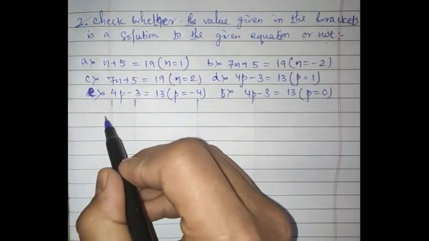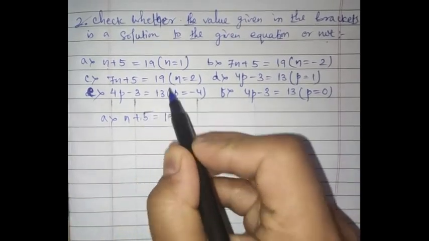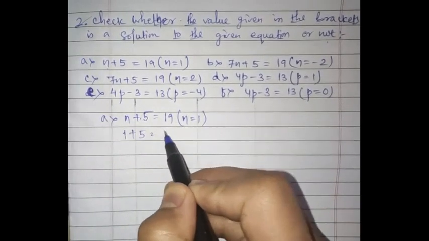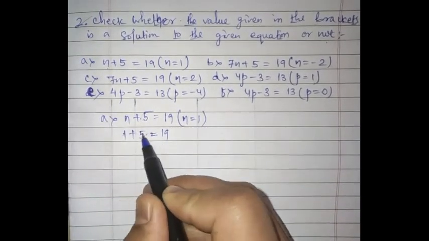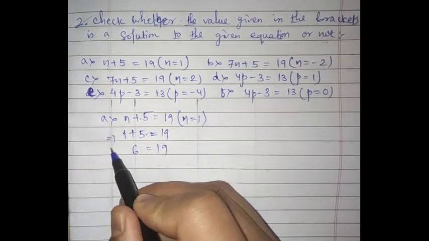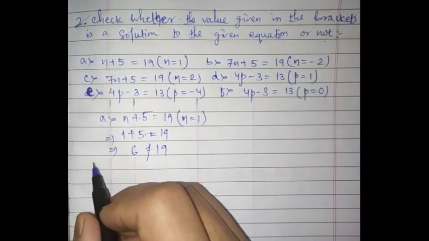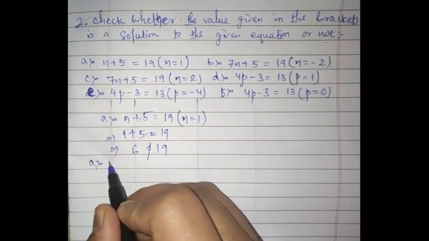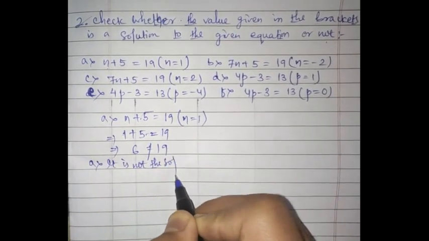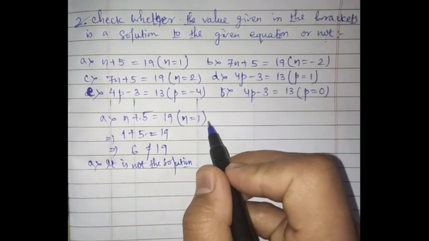Okay, so number A, n plus 5 is equal to 19. So what is the value of n? 1 is given. Put the value. 1 plus 5 is equal to 19. Alright, so 1 plus 5 is 6. On the left hand side it is 6, and on the right hand side it is 19. So it is not equal, so it is not the solution. The given value in the bracket is not the solution.